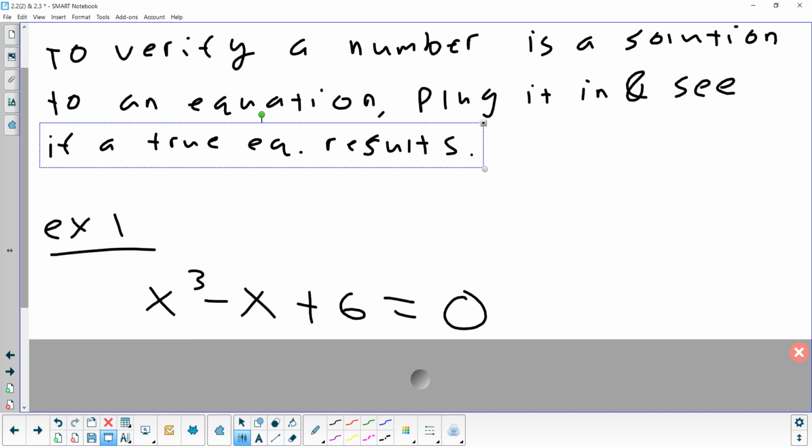So this would be kind of a tough equation to maybe solve for us right now, because it is a cubic, especially without a calculator. But we're not going to try to solve it. I'm going to tell you one of the answers, and I just want you to check that it works. That's all.